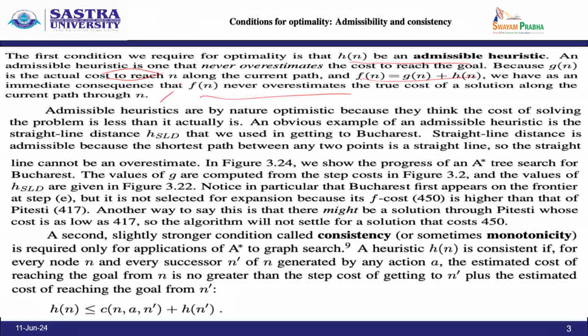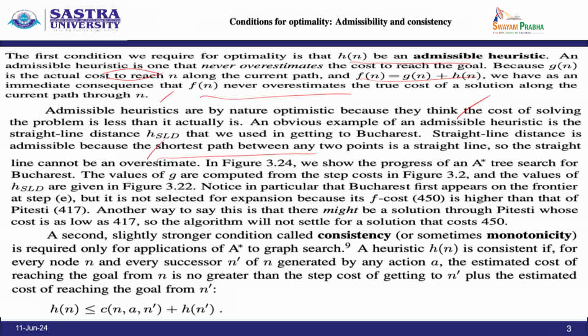Admissible heuristics are by nature optimistic, because they think the cost of solving the problem is less than it actually is. An obvious example of an admissible heuristic is the straight line distance that we used in getting to Bucharest. Straight line distance is admissible because the shortest path between any two points is a straight line, so it cannot be an overestimate.